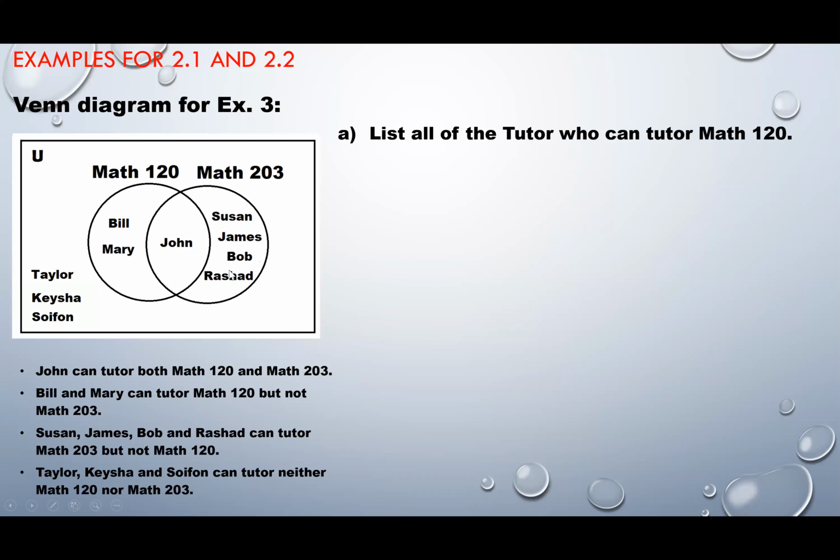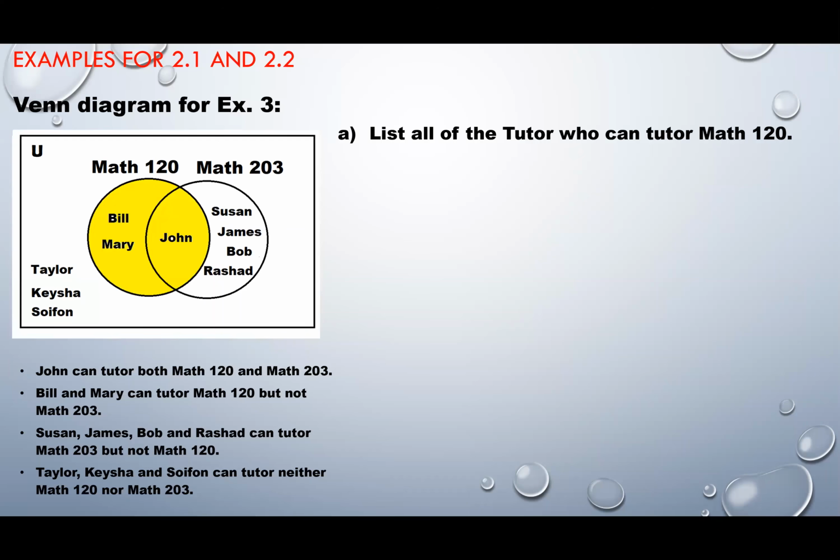And again, go back to our question. They ask you to list the tutors who can tutor Math 120. So where are the tutors who can tutor Math 120? Do you agree that whoever is in the Math 120 circle tutors Math 120? In this case, Bill, Mary, and John. The order doesn't matter. Those are the three people that can tutor Math 120. Instead of listing them out, we use the Venn diagram so that we can see.